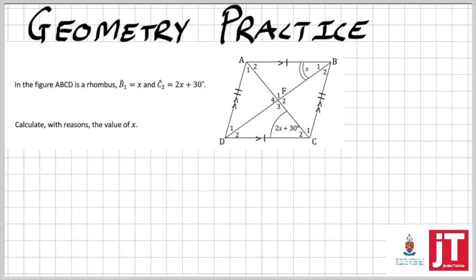theorems. For instance, in the figure, ABCD is a rhombus, with angle B1 being x, angle C2 being 2x plus 30, and the question is: calculate with reason the value of x. There's one little mistake in this picture. What is the mistake? If it is a rhombus, then all four sides are actually equal to one another. Don't forget about this. But what other properties does a rhombus have?